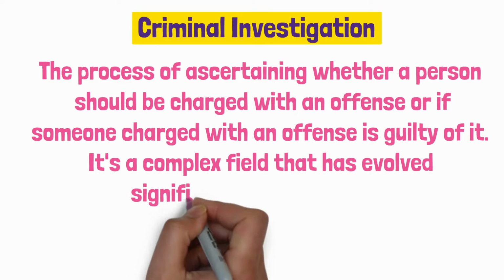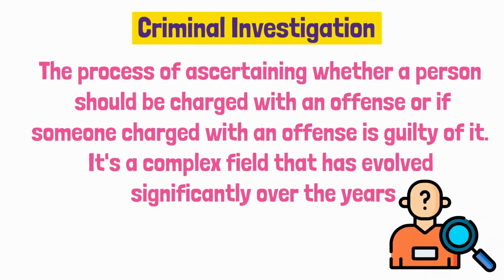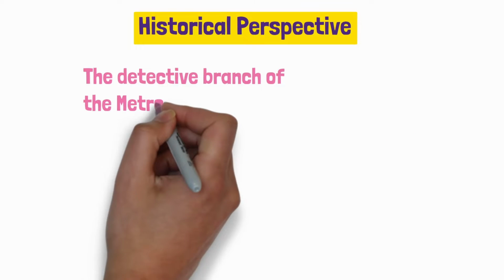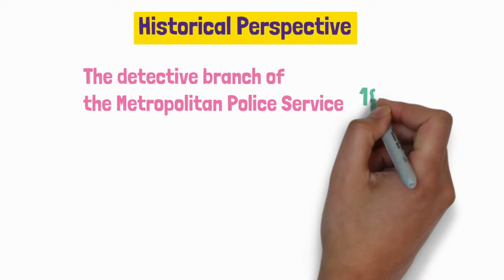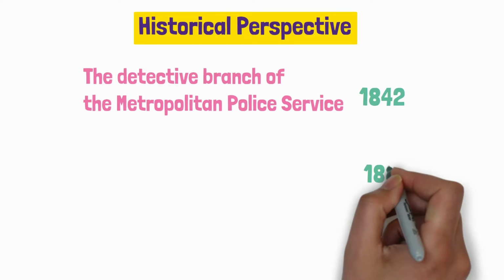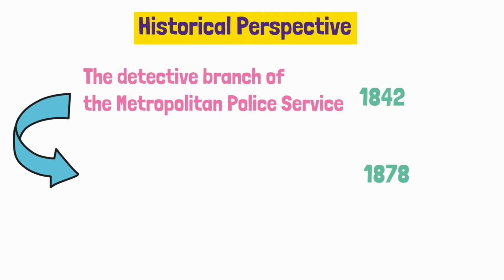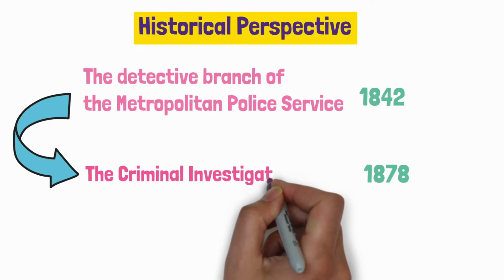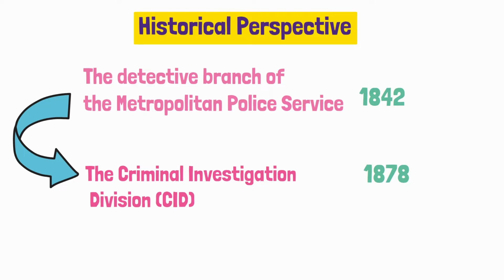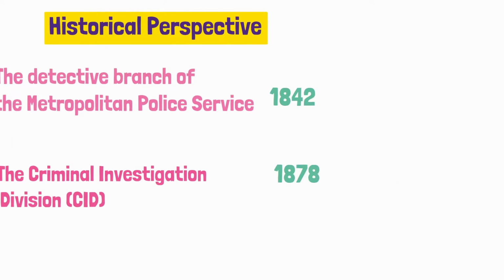It's a complex field that has evolved significantly over the years. The detective branch of the Metropolitan Police Service was established in 1842 and later, in 1878, it was reformed into the Criminal Investigation Division. These early developments set the stage for the modern investigative practices we have today.